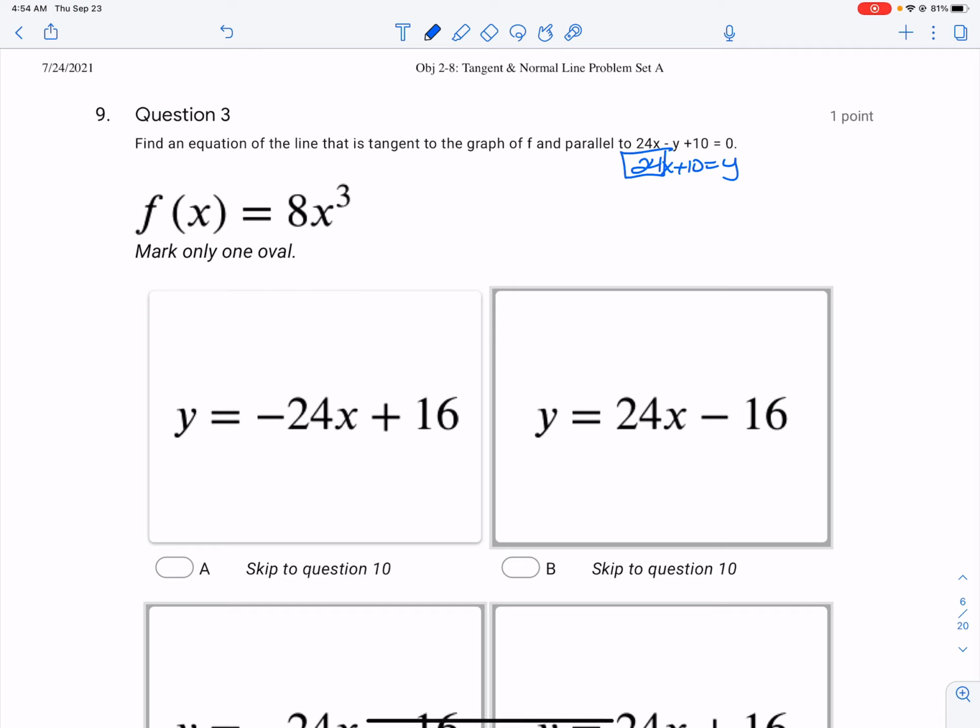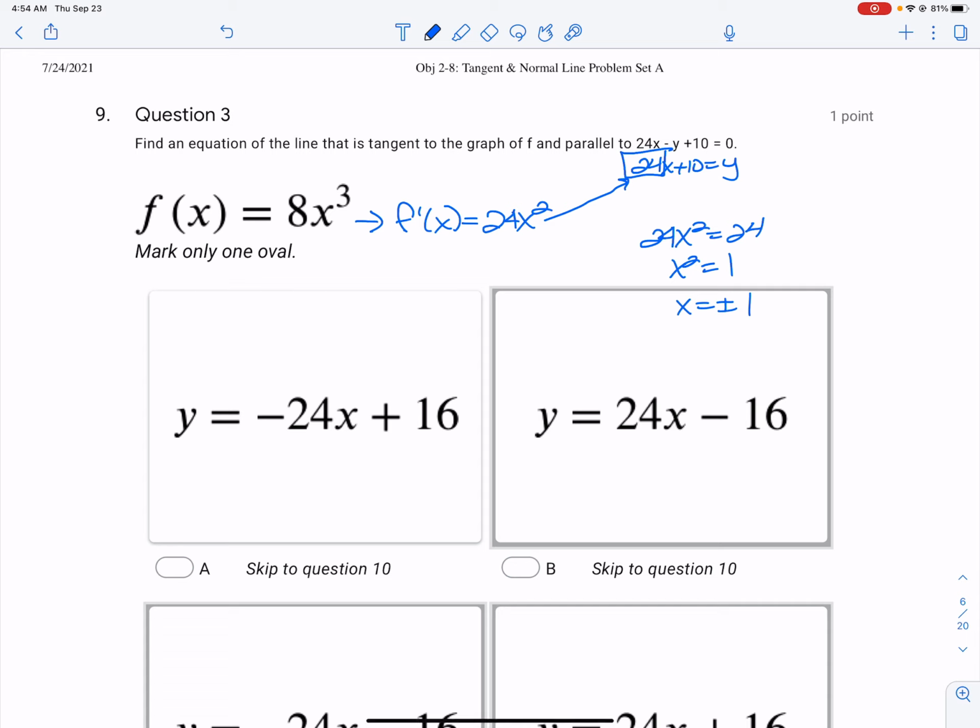So I want my derivative here, f prime of x, which is 24x squared. I want that to be equal to this slope here. So 24x squared is equal to 24. x squared is equal to 1. Square root both sides, x is equal to plus or minus 1.